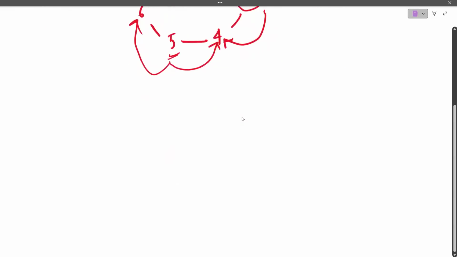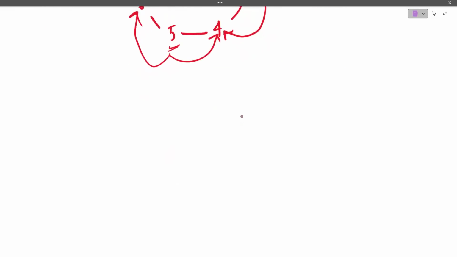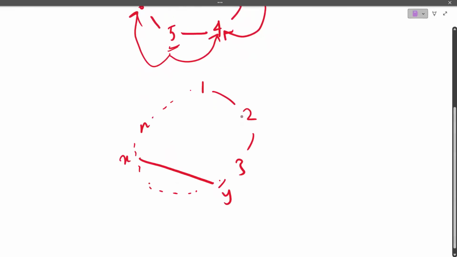So what does the question ask? Let me draw the diagram once again. We have some cycle, one, two, three, and it goes on, and here we have n. And then there are two nodes which are also marked. So here there is x and there is y. There is a friendship between x and y, which is also stated. The question says to print an array.